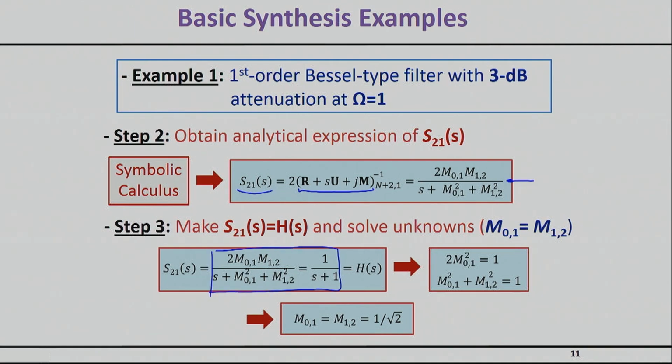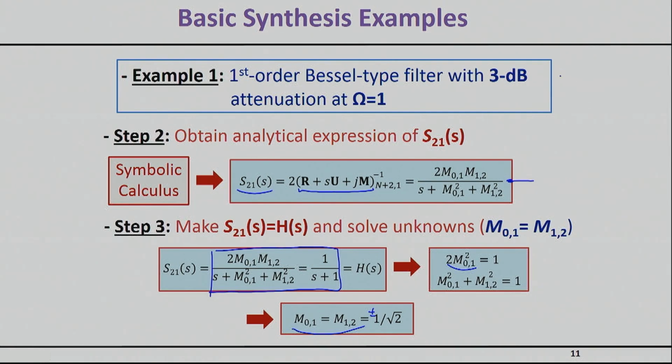And basically, that's it. The rest from here is to come up with the numbers. For example, here we have a symmetrical network, so M01 will be equal to M12. That means 2 M01 squared should be equal to 1, which gives us M01 to be plus or minus 1 by root 2.